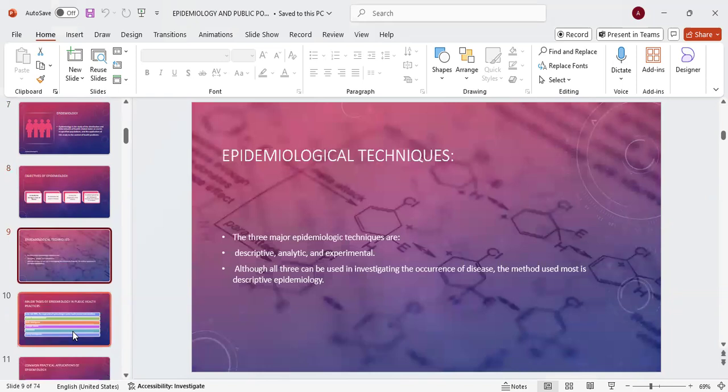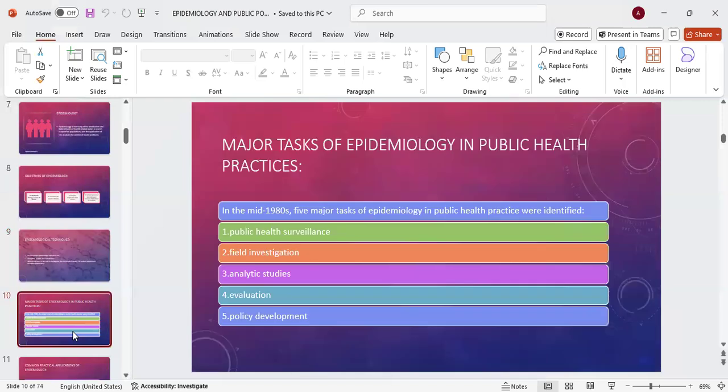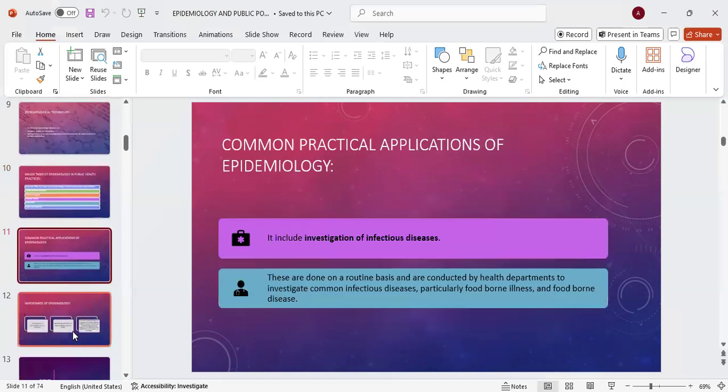Epidemiological techniques. The three major epidemiologic techniques are descriptive, analytic, and experimental. Although all three can be used in investigating the occurrence of disease, the method used most is descriptive epidemiology. Major tasks of epidemiology in public health practice. In the mid-1980s, five major tasks were identified. Number 1, public health surveillance. Number 2, field investigation. Number 3, analytic studies. Number 4, evaluation. And number 5, policy development.